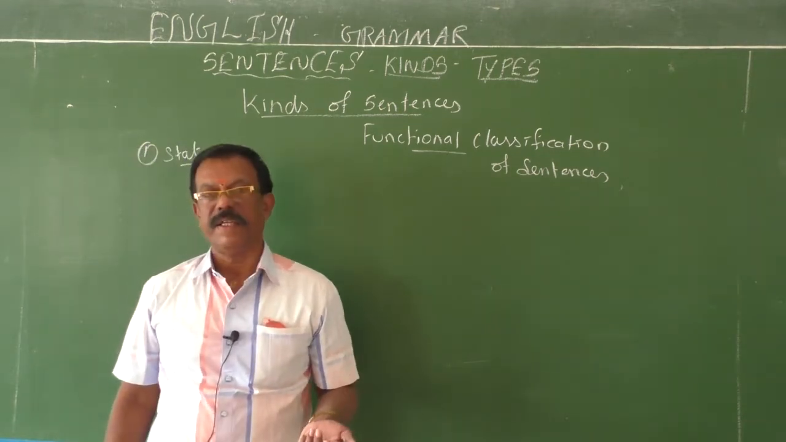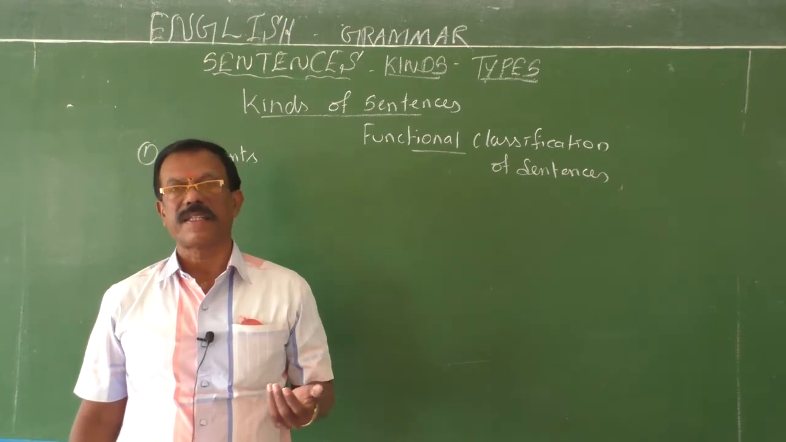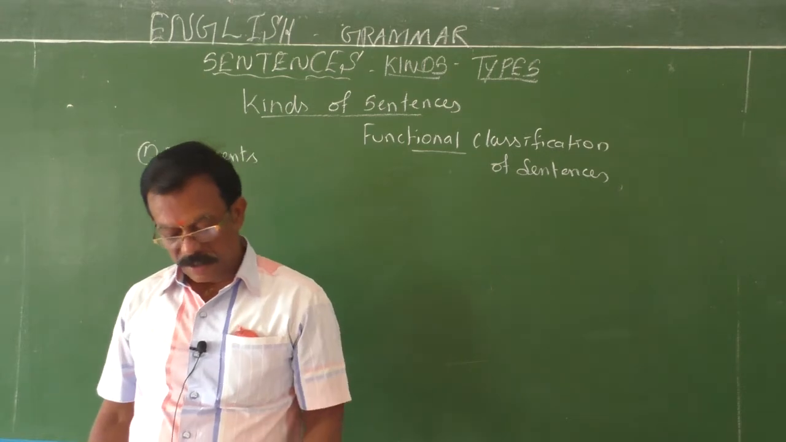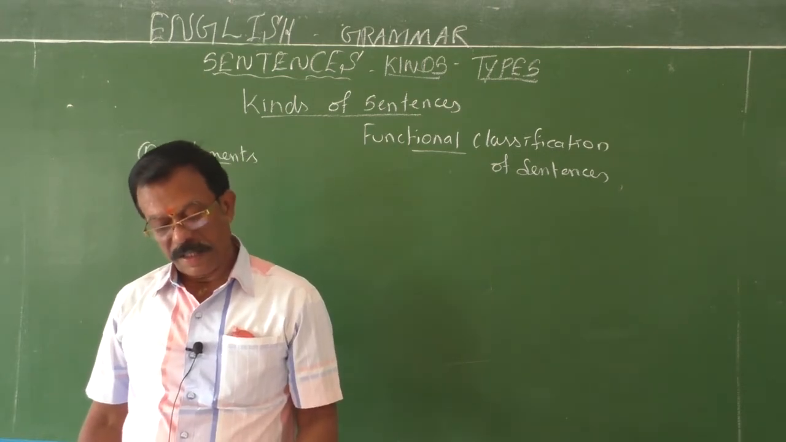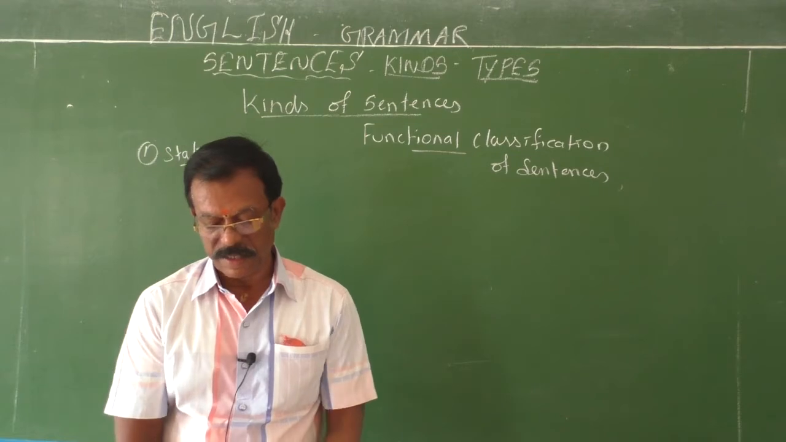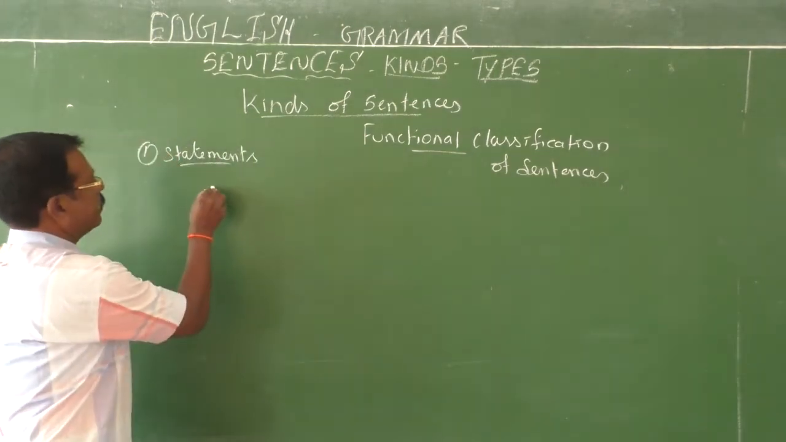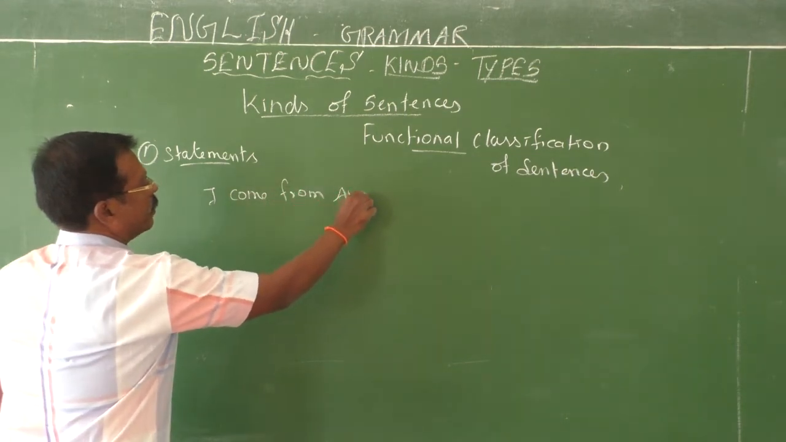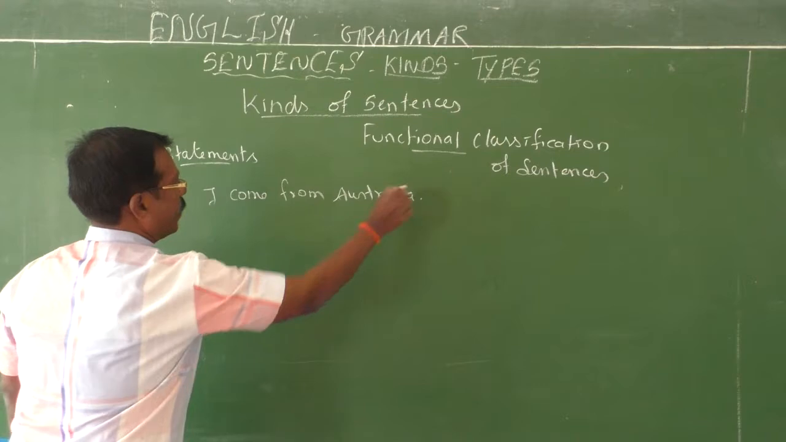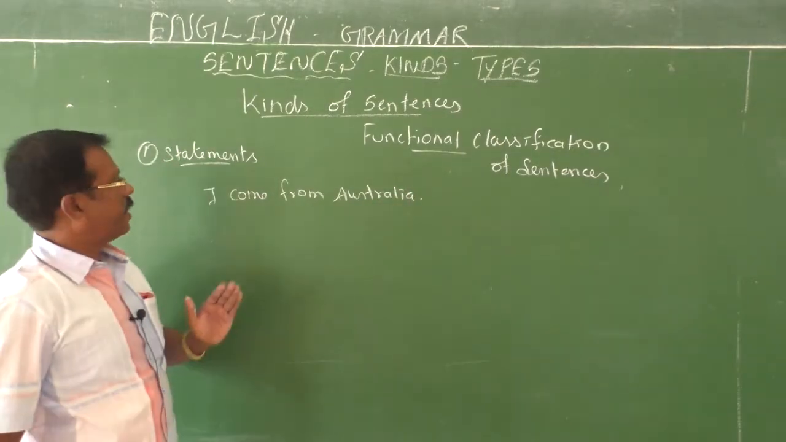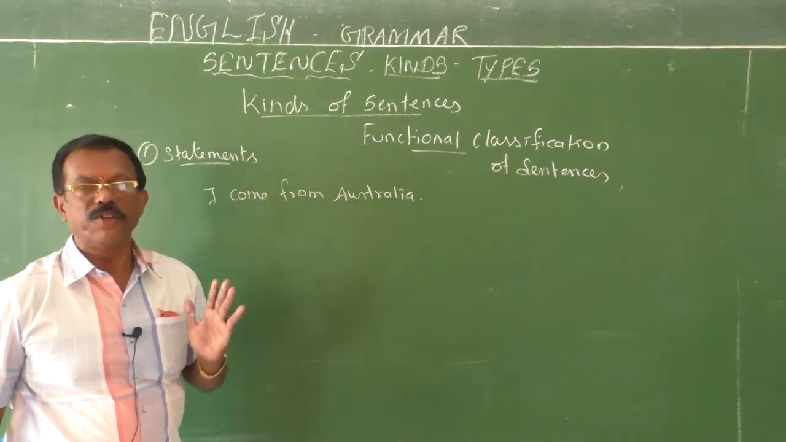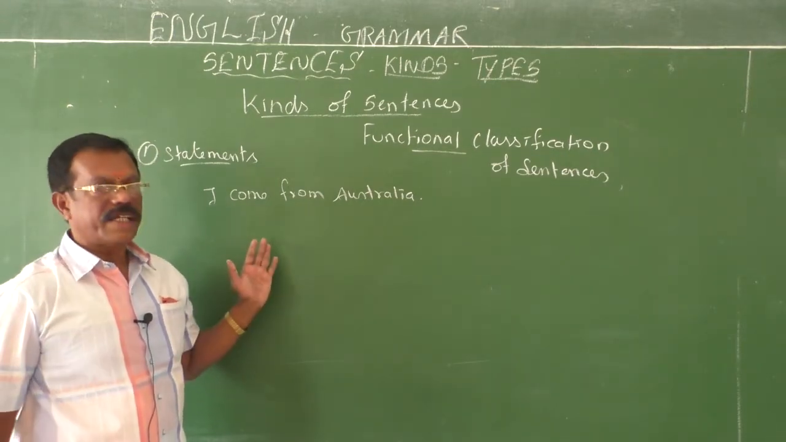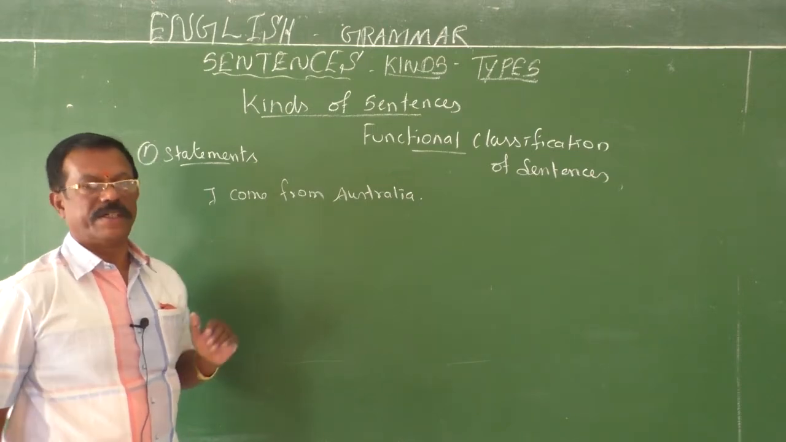These statements can be positive or these statements can be negative. Yeah, positive statements may be there. Yeah, negative statements may also be there. For example, I will give you some examples. I come from Australia. This is a sentence. This is called a statement because it states something. Where are you from? I am from Australia. I come from Australia. So it states something, therefore this is called a statement.